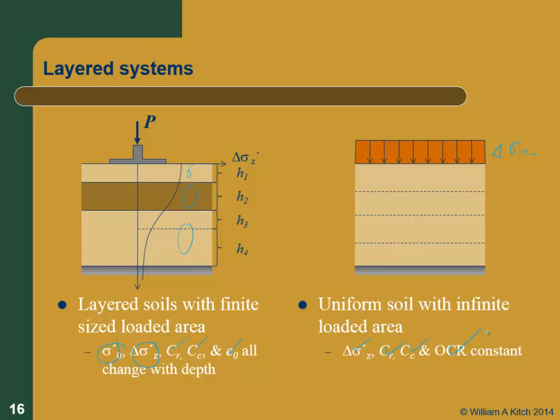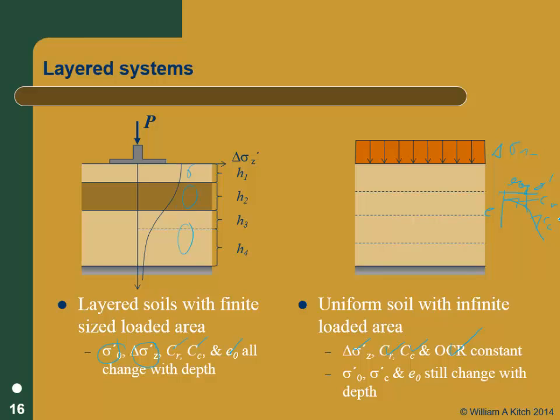But what changes with depth? Because if I say I have the same soil, I'm saying that my e log P curve for the soil, log sigma prime versus e, or the void ratio, I'm saying that I have the same slopes, right? I have the same C sub C and I have the same C sub R. Well, sigma prime 0 is changing with depth, right? It still changes with depth.